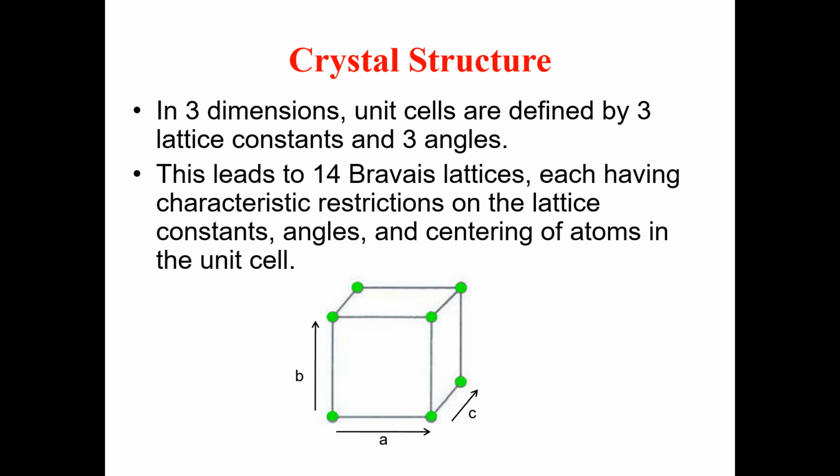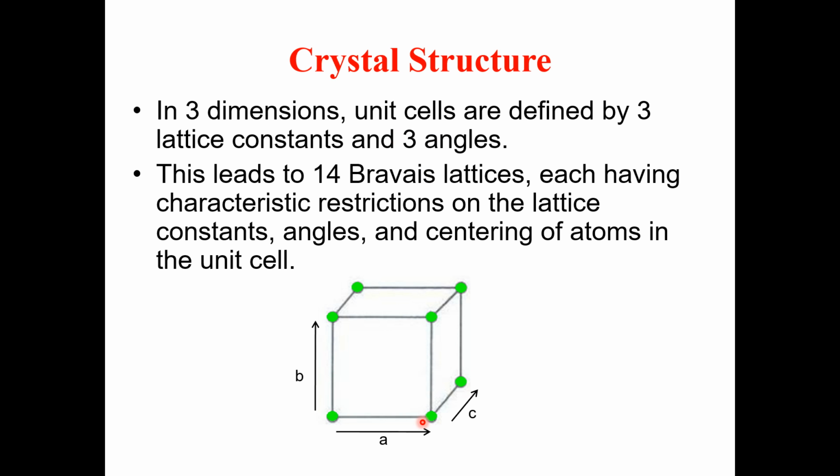So as you know, the three lattice constants and the three angles, this arrangement leads to 14 Bravais lattices. And remember, each of these Bravais lattices has different characteristics. Those characteristics include restrictions on the lattice constants, angles, and centering of the atoms in the unit cell. We have 14 Bravais lattices.